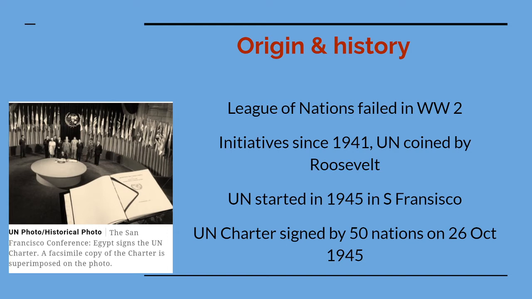The initiatives for the establishment of the UN had started in 1941 itself, and this term United Nations was coined by the President of the United States, Franklin Roosevelt. The UN came into being in 1945 on 26 October, when 50 nations in San Francisco, USA, signed the UN Charter. The year was 1945 and the date was 26 October.